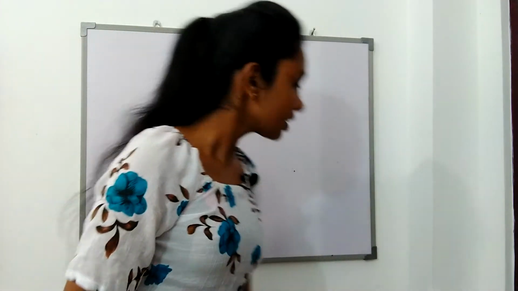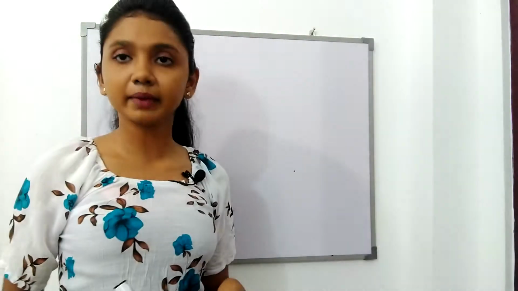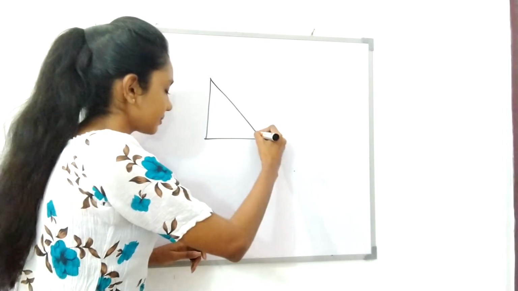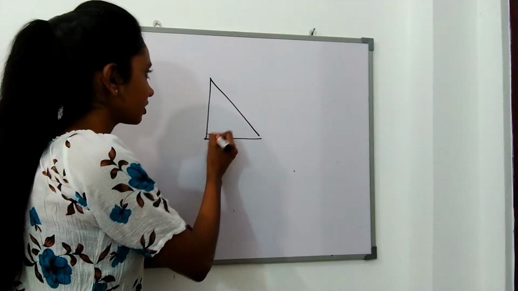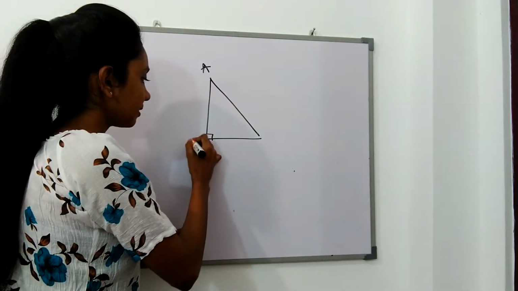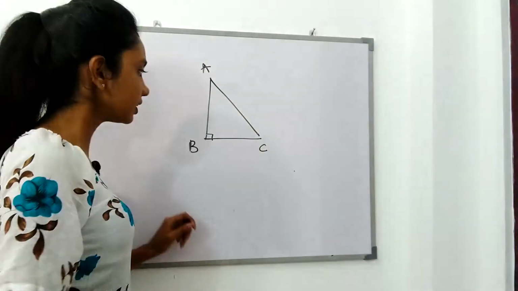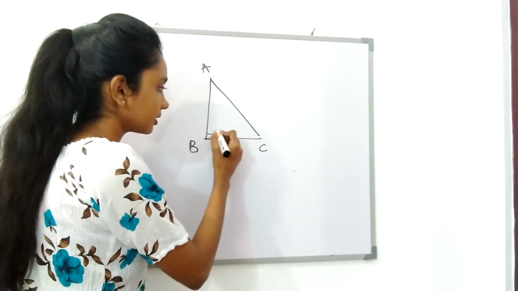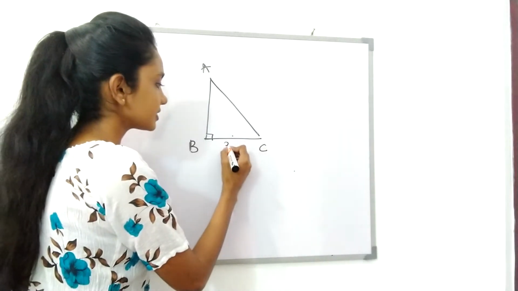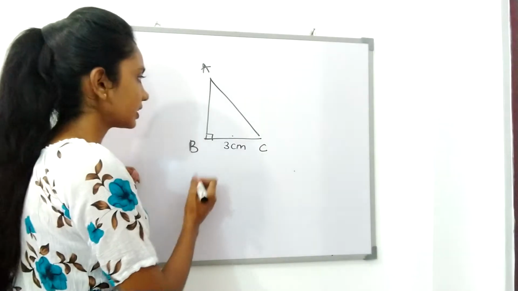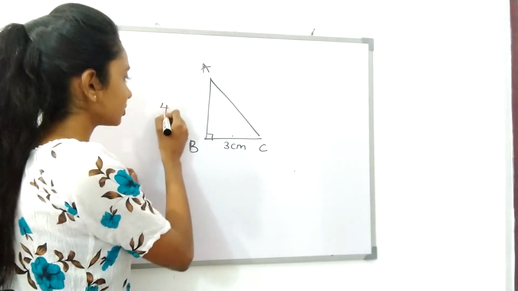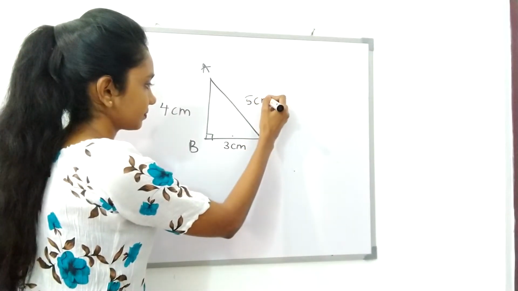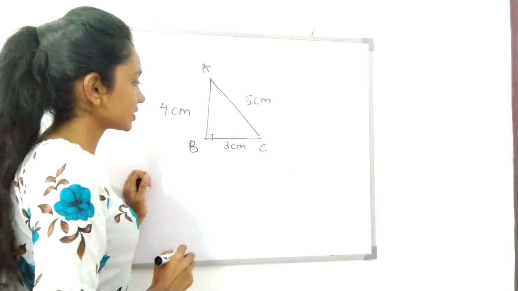Now let's learn about the theory behind this. If we draw a right angle triangle like this, let's name it A, B and C. Now let's give this side as 3 centimeters, this side as 4 centimeters, and this side as 5 centimeters.